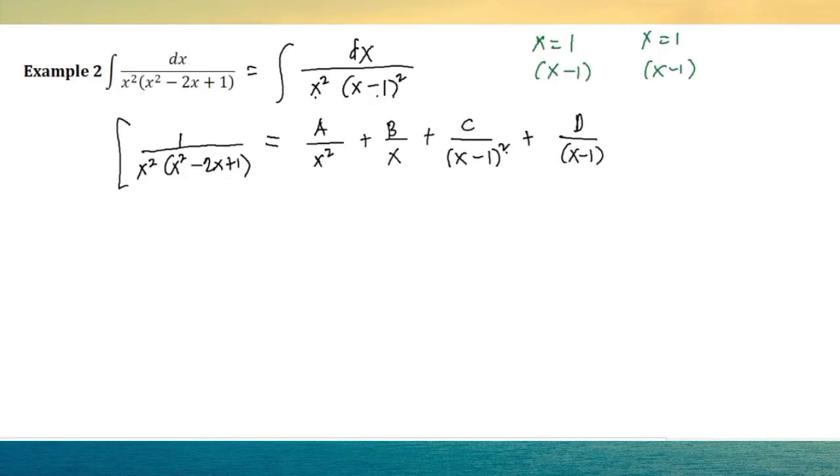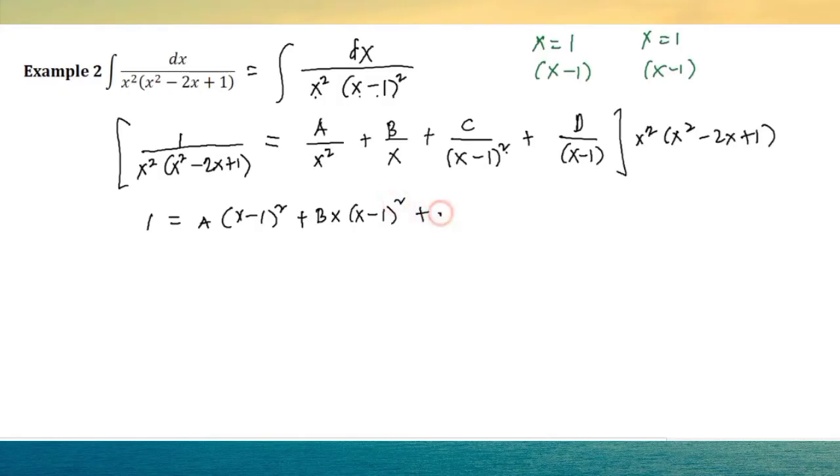So in order for us to find the arbitrary constants, we multiply everything by the value of our denominator, x squared times x squared minus 2x plus 1. So sa left side ng equation, we have here 1 and a times, since this is x squared, so matitira dito ay x minus 1 square. B, so x, may isang x pa, and x minus 1 square. Plus c, so cancel itong x minus 1 square, this is x square. And d, we have x square, and si x minus 1 ay matitirang isa, so x minus 1.